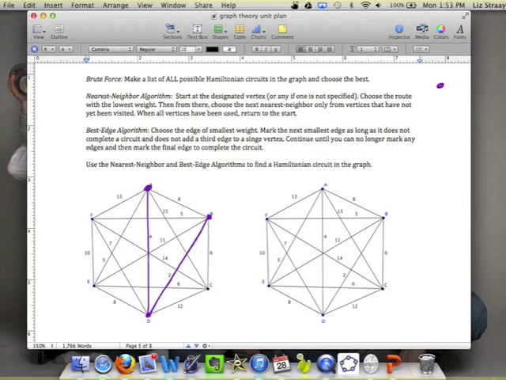Now from B, I don't want to go back to A because I already went there. So I could go to F, and that one has 5. I could go to E, and that one has 11, or I could go to C, and that one has 6. I want the cheapest one, so I want 5. Now from F, I don't want to go to A, I don't want to go to B. I could go to C, and that one is 14. I don't want to go to D, so I could go to E, and that one is 10. So 10 is our best option there.